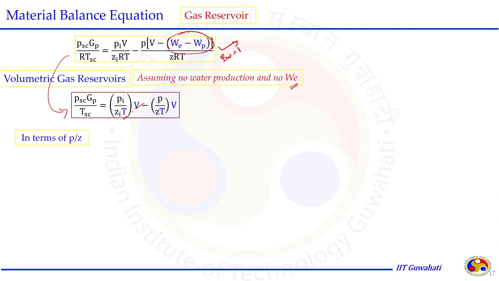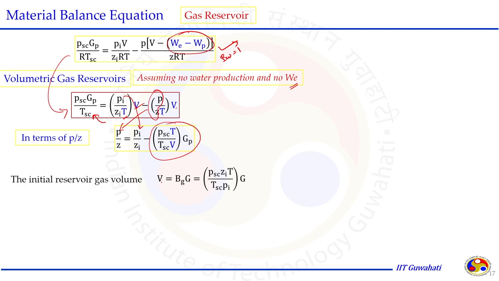If we express this expression in terms of P/Z, we can do this just keeping P/Z here, and the remaining T and V can be placed to the other side. So we will get this expression here, PI by ZI here, and the others are going to the other side and we are going to get this expression. The initial reservoir gas volume V can be related to the initial gas present at the reservoir conditions with the help of the volume formation factor.